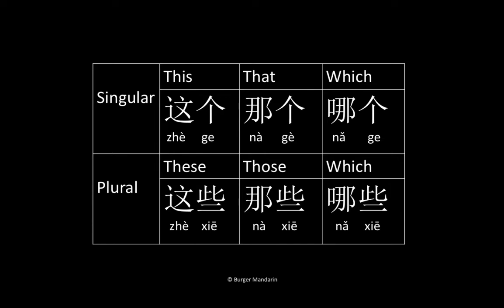So here's what we've already learned so far. This, that, and which in singular form are 这个, 那个, and 哪个. These, those, and which in plural form are 这些, 那些, 哪些. Can you see the pattern? 这个, 那个, 哪个, 这些, 那些, 哪些.